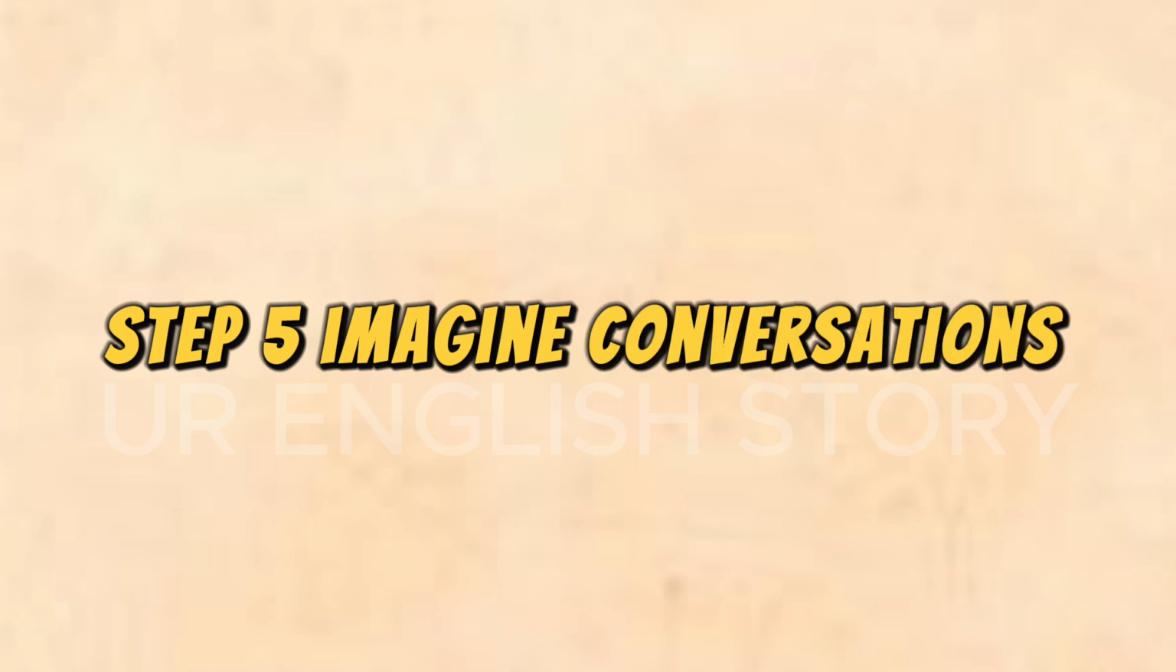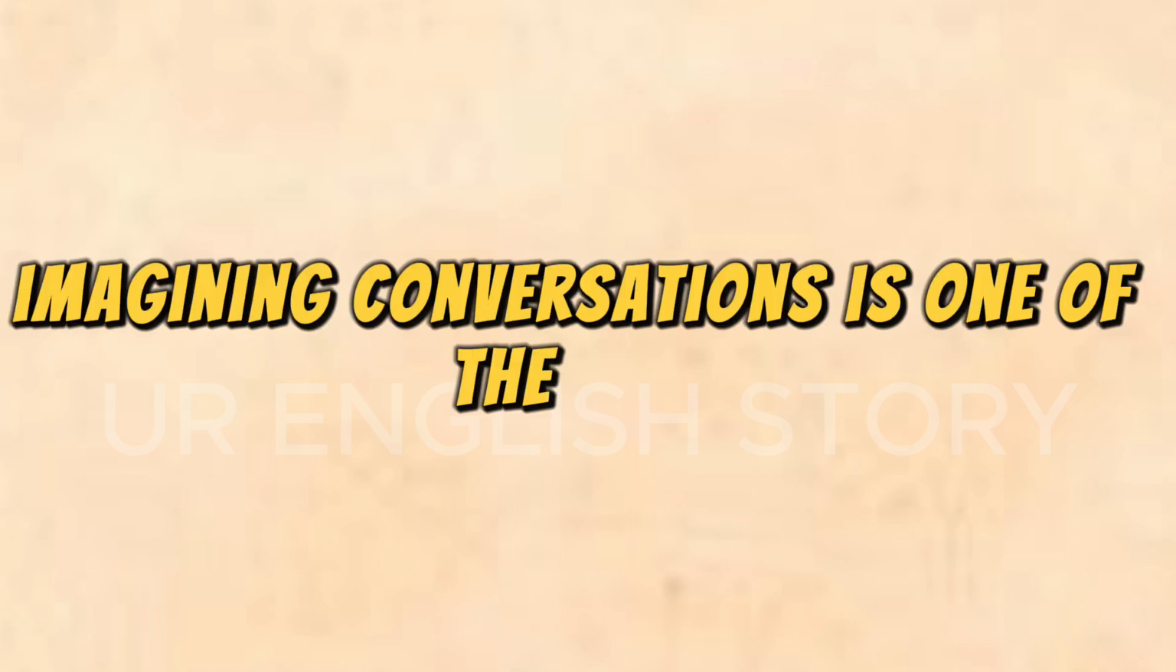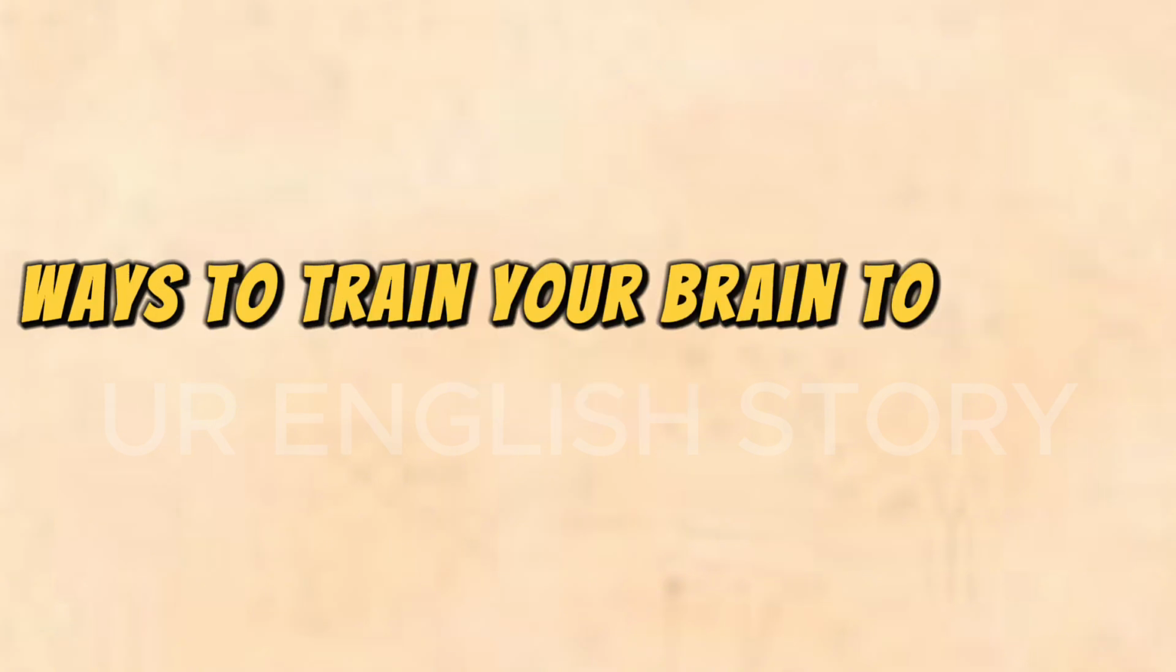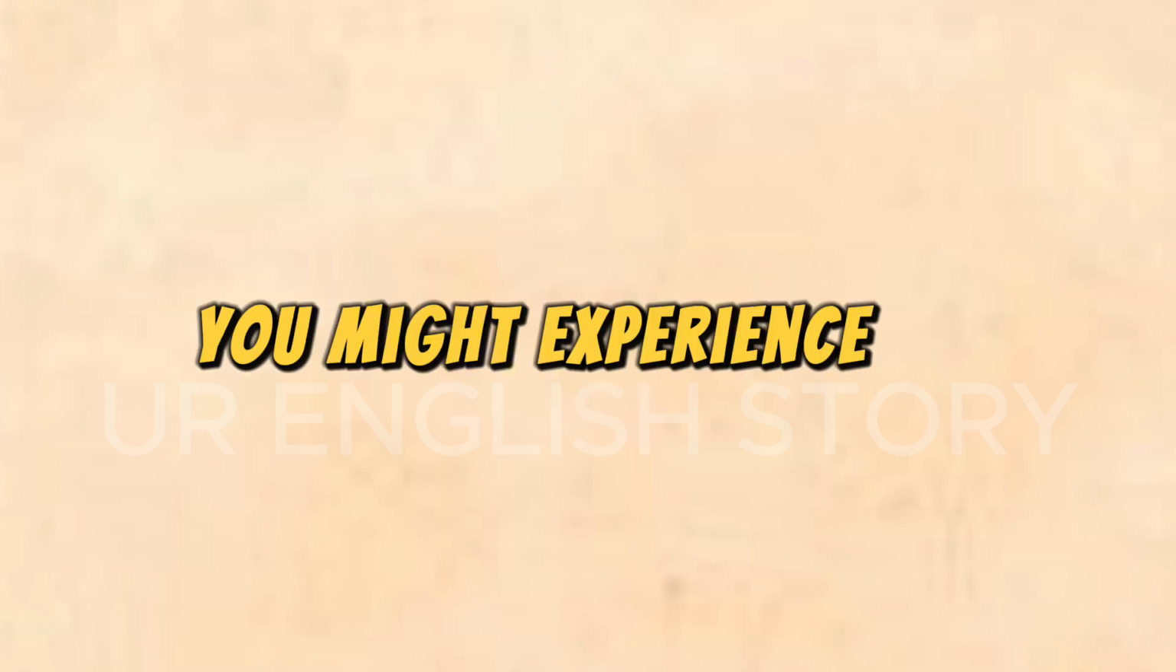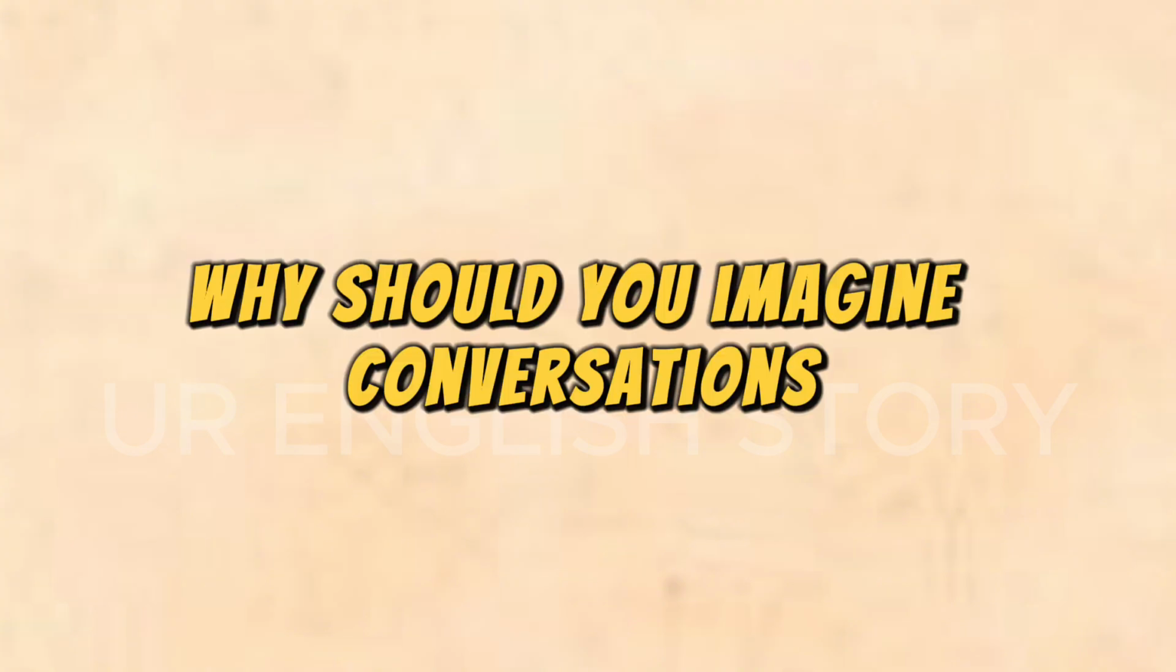Step 5. Imagine conversations. Imagining conversations is one of the best ways to train your brain to think in English. It's like creating a mental rehearsal for real-life situations. The idea is to simulate interactions that you might experience, so you feel more confident and prepared when they happen in reality.